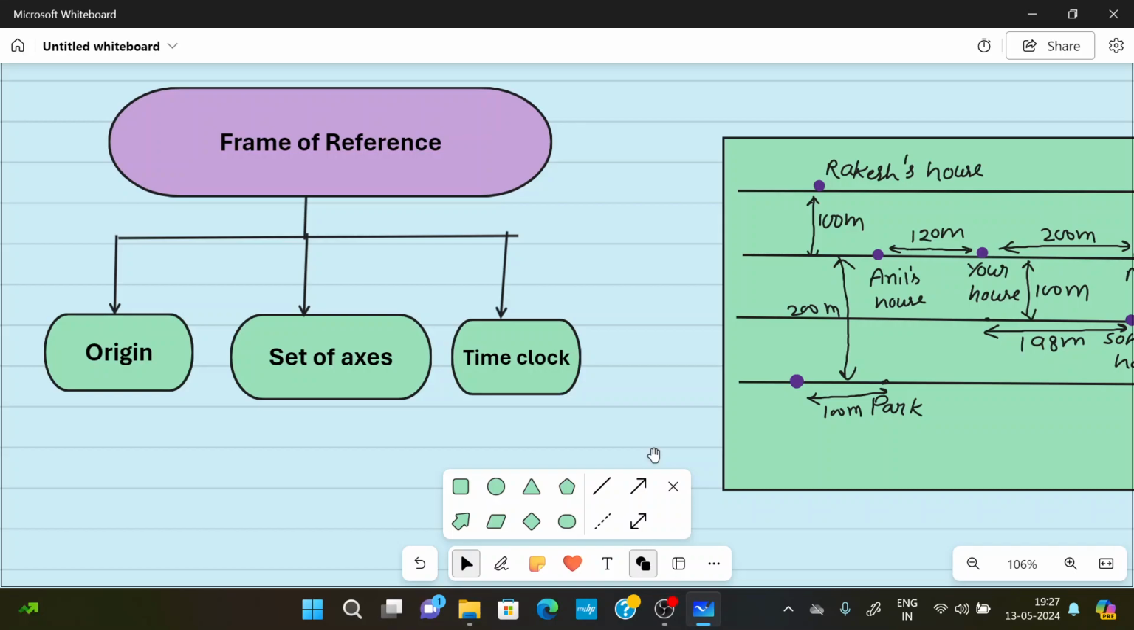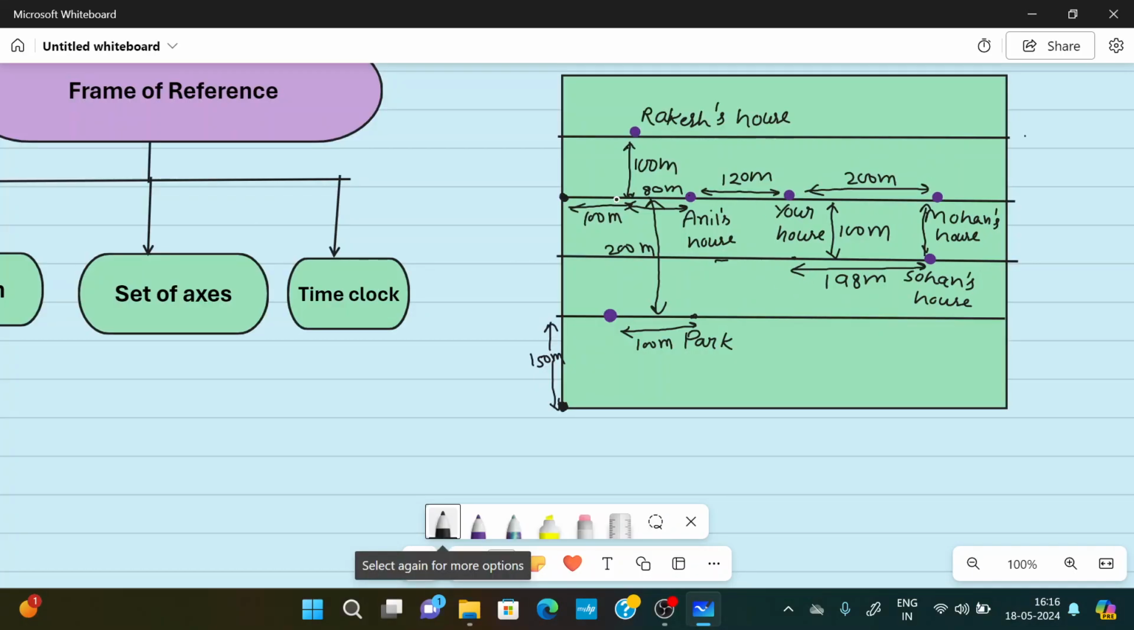The question arises in our mind, why do we need a frame of reference, meaning why do we need an origin and a set of axes? Let us discuss it in detail. For this, let us consider a situation. Let us say this is your town, these are streets in your town, this is your house, this is your friend Anil's house, this is your friend Mohan's house, this is Sohan's house, this is Rakesh's house, and this is a park in your town.